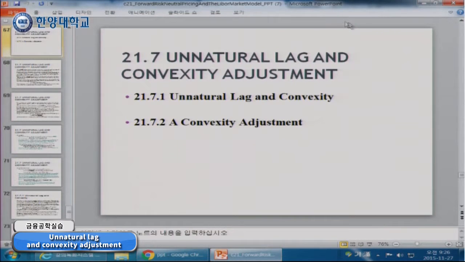Yep. So we will learn unnatural lag and convexity adjustment. I don't think they are such an important topic. They are not important. Okay, I'm sure they are not important. And you can study them yourself. They are not important.